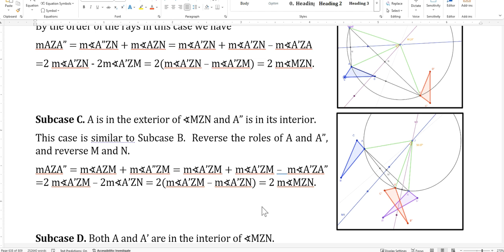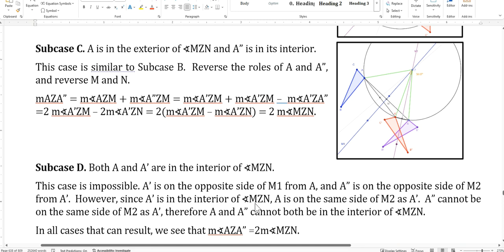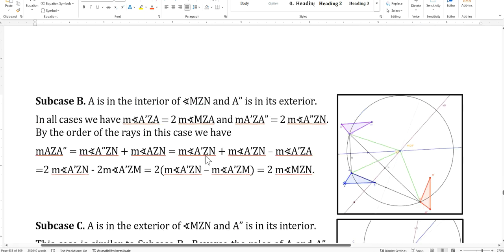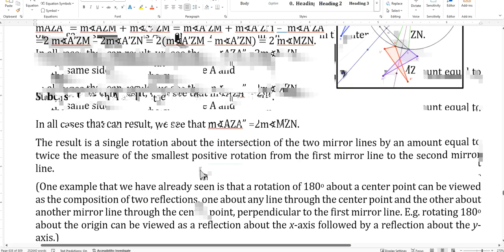It's a little tricky to get all these angles exactly in the right place and just keep track of all of it. The only other case that you think might exist is that both A and A prime are in the interior of angle MZN, but that's actually not possible. If A prime's on the opposite side of the first mirror line from A, and A double prime's on the opposite side of mirror 2 from A prime, however, since A prime's in the interior of angle MZN, A's on the same side of M2 as A prime, so A double prime just cannot be on the same side of M2 as A prime, therefore they cannot both be in the interior of that angle. So we see the only cases that can actually occur are A, B, and C.